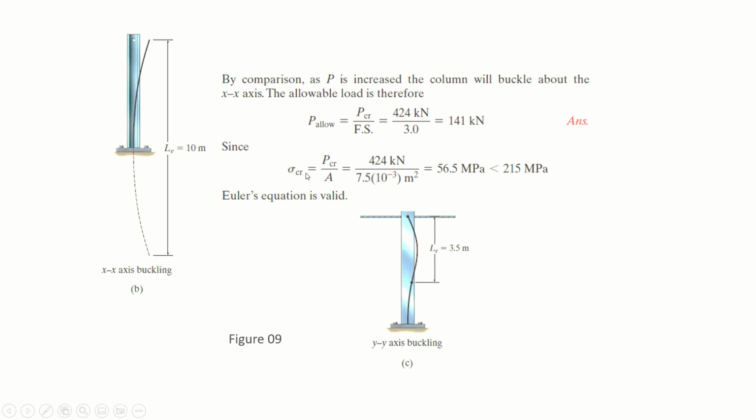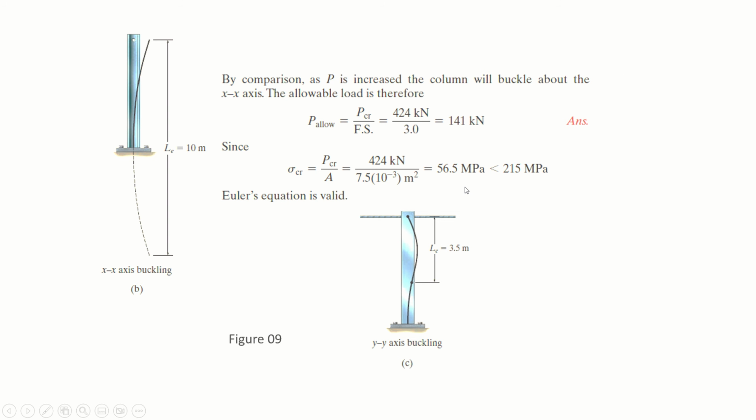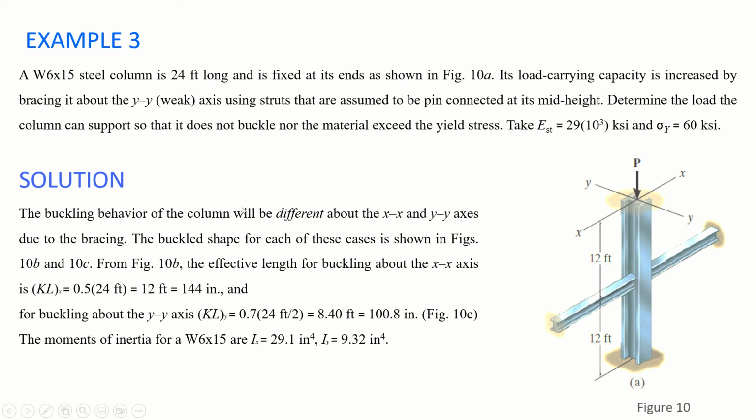So the critical stress is less than the yielding stress. Yielding stress was 215, and therefore the Euler's equation is valid, right? Because it is not yielding, the critical stress is less than the yielding stress. So the column will not yield first, it will first buckle. Okay. In the previous example, the column was yielding before buckling, and in this case it is vice versa.